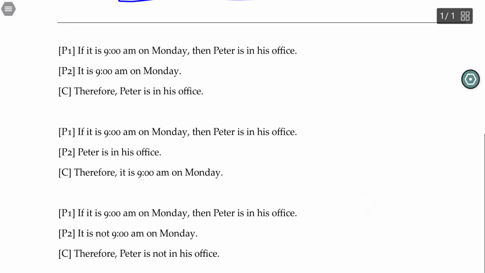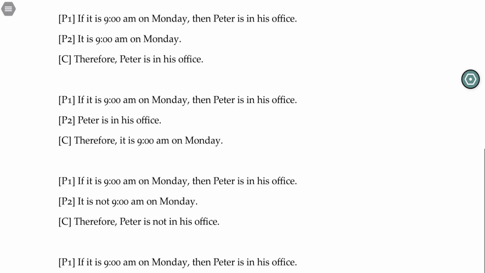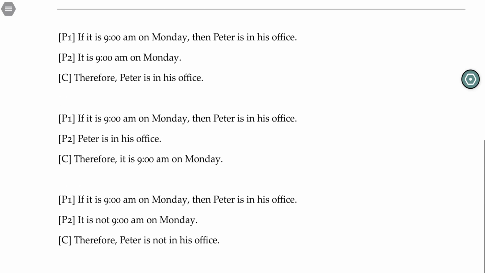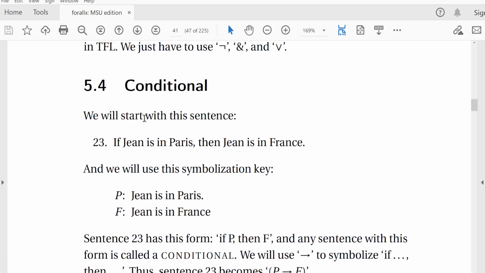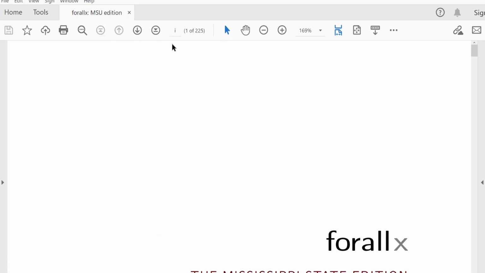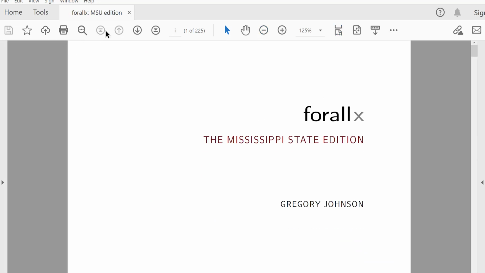All right, now these last 4, including that one there, you might notice all have the same first premise. If it is 9 a.m. on Monday, then Peter is in his office. So let me show you one thing. Actually, so this is the textbook for all X.